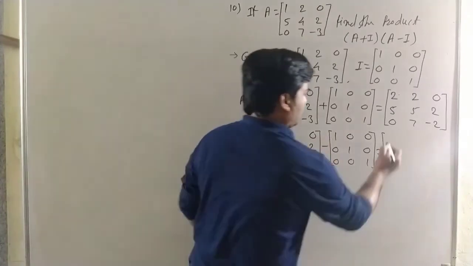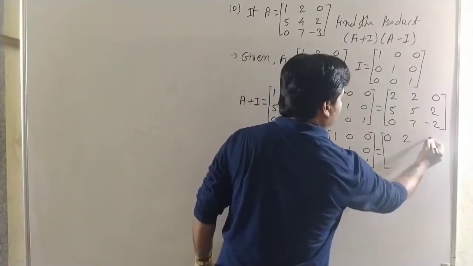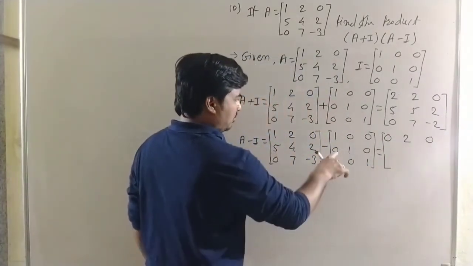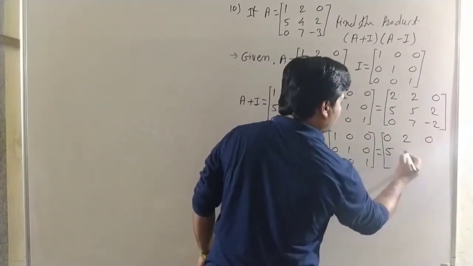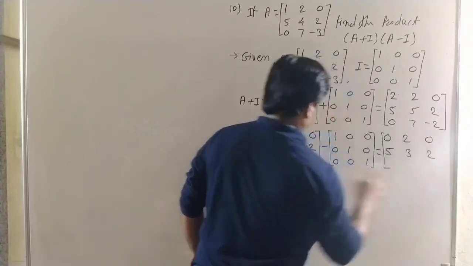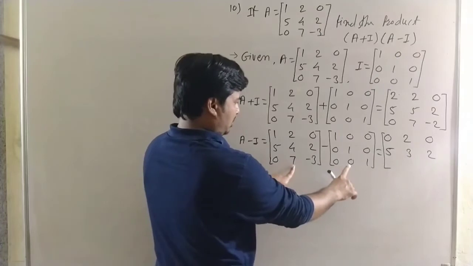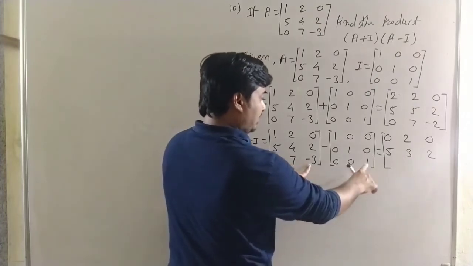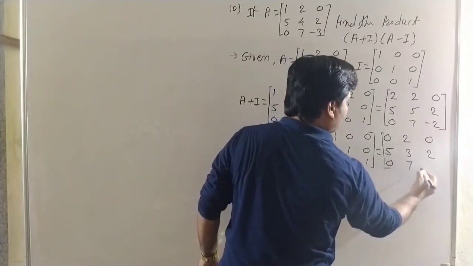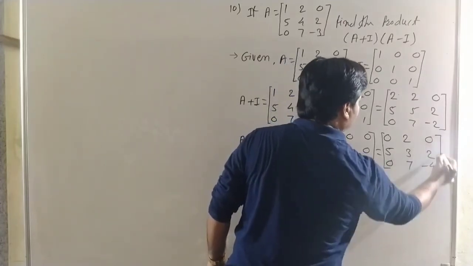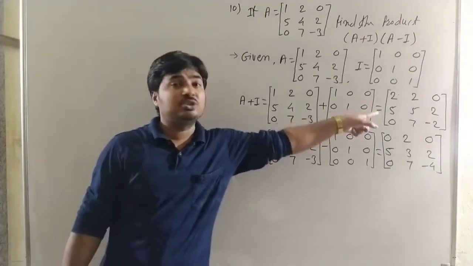1 minus 1 is 0. 2 minus 0 is 2, and 0 minus 0 is 0. 5 minus 0 is 5. 4 minus 1 is 3. Therefore it is 5, 3 and 2. 2 minus 0, then 0 minus 0 is 0, 7 minus 0 is 7, and minus 3 minus 1 is minus 4. Therefore it is 0, 7 and minus 4. It is a subtraction. And now we take the multiplication of these two matrices.